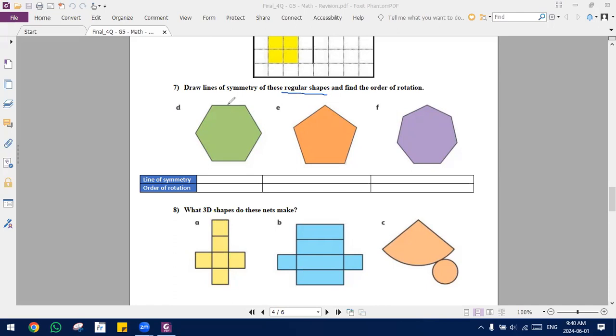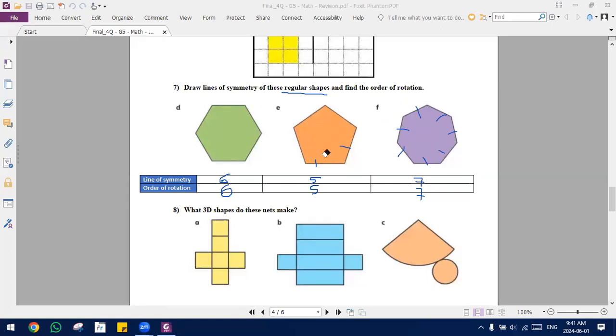What does that mean? I have 1, 2, 3, 4, 5, 6. This is a hexagon. It has 6 sides. Without drawing anything, I know that it has 6 lines of symmetry. Order of rotation is 6. Then this one, 1, 2, 3, 4, 5. It has 5 lines of symmetry. Order of rotation 5. Next one, 1, 2, 3, 4, 5, 6, 7. This is a heptagon. So 7 lines of symmetry. The order of rotation is 7. Why? Because all of these are regular shapes.